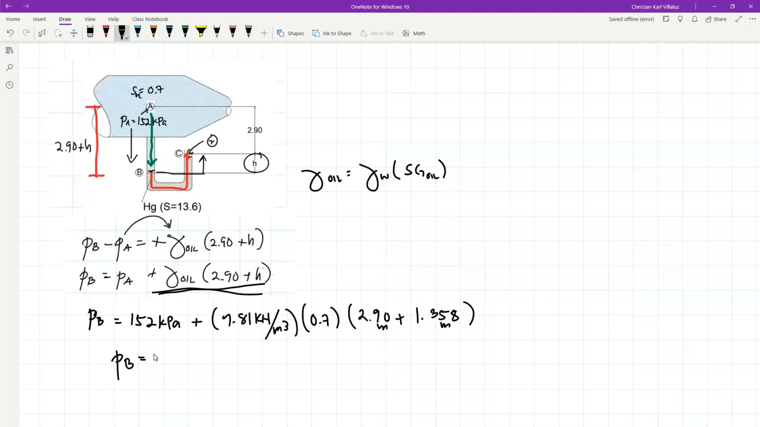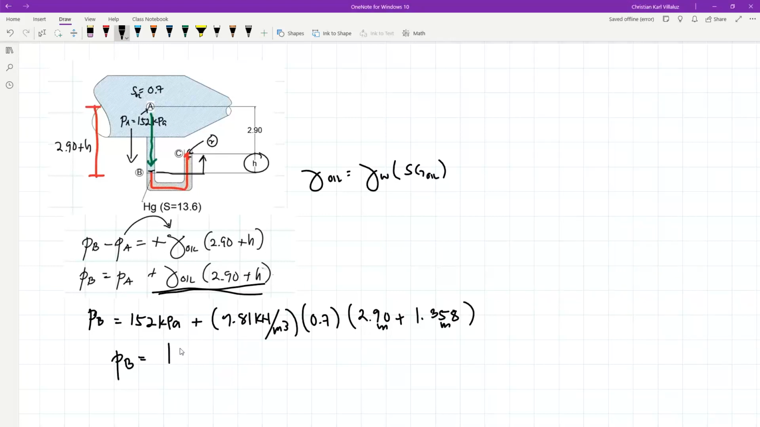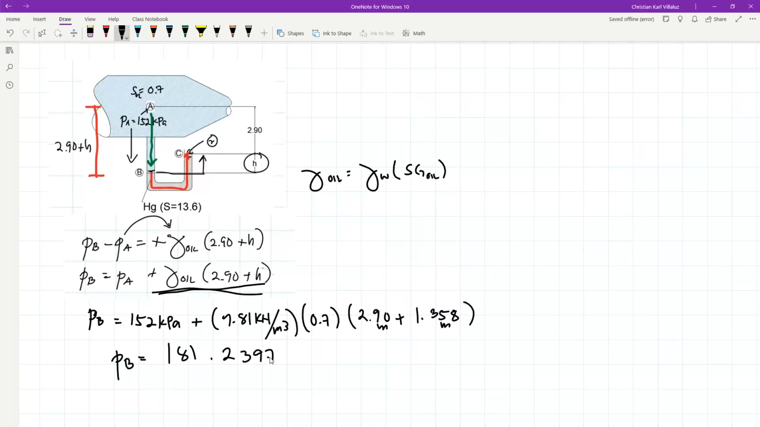So computing that, we have 152 plus 9.81 multiplied by 0.7. Then we multiply again 2.9 added by 1.358. So the answer is 181.2397 kilopascal. So this is the answer for the pressure at point B.